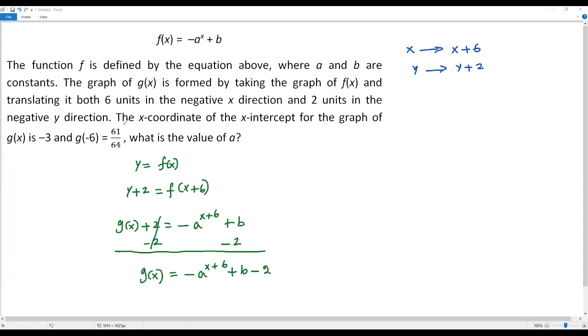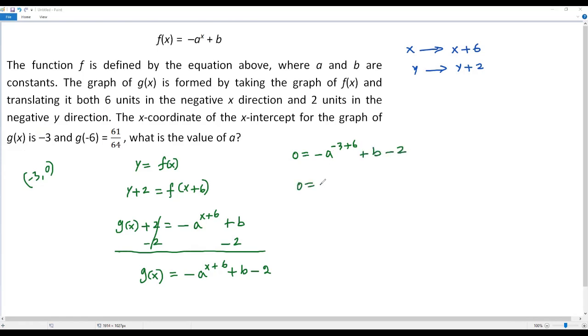Now let me consider this particular piece of information. That is the x-coordinate of the x-intercept of the graph of g of x is negative 3. So this negative 3 is the x-coordinate of the x-intercept. Okay, in an x-intercept, always the y-coordinate is 0, and the question says the x-intercept is negative 3 for the graph of the function g of x. Okay, here in this one, this g of x represents a y. So we can plug in this y-coordinate 0 for here, and this x-coordinate negative 3 for x over here. Then I'm getting 0 equals negative a to the power of negative 3 positive 6 positive b negative 2.